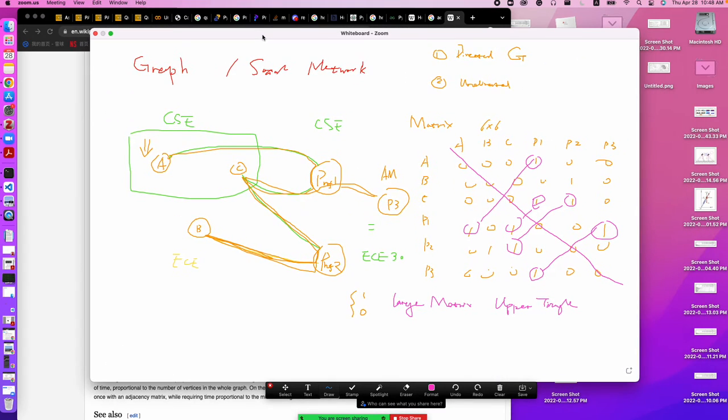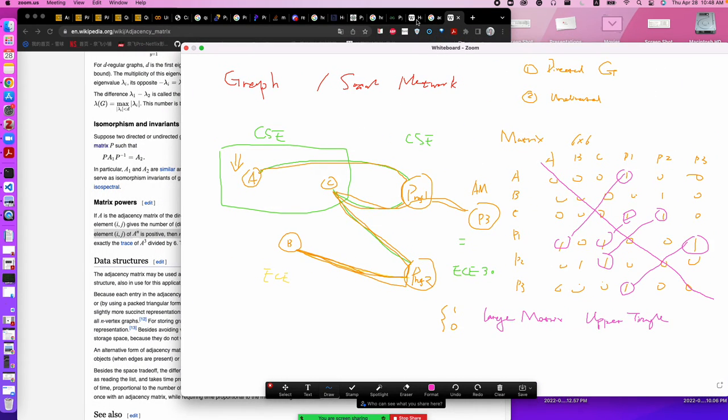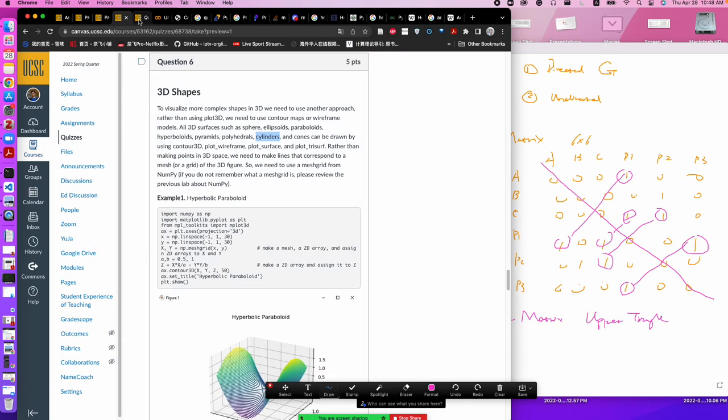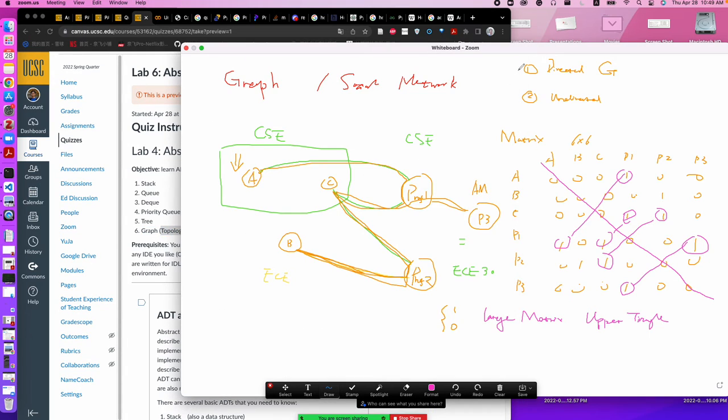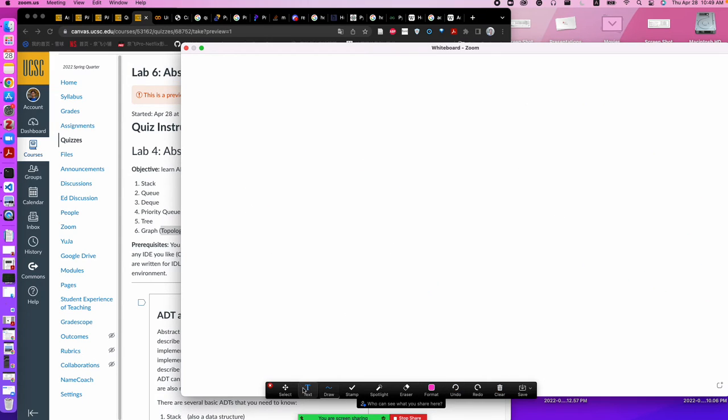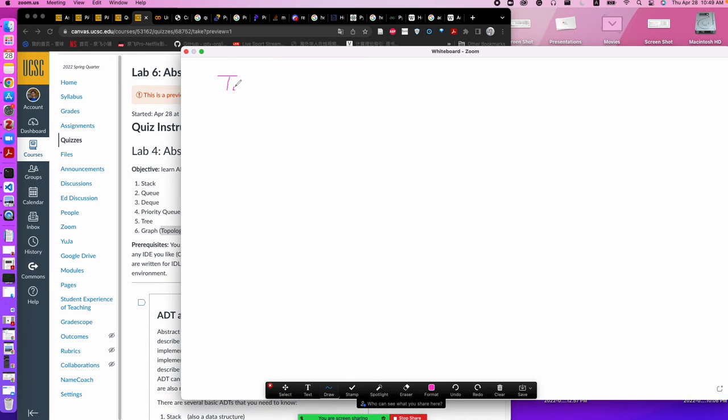Okay, you might not know, but that is a quite interesting one. So this is just a definition of a graph. Another interesting one is topological sorting. If you're interested, I can keep on talking. What is topological sorting?